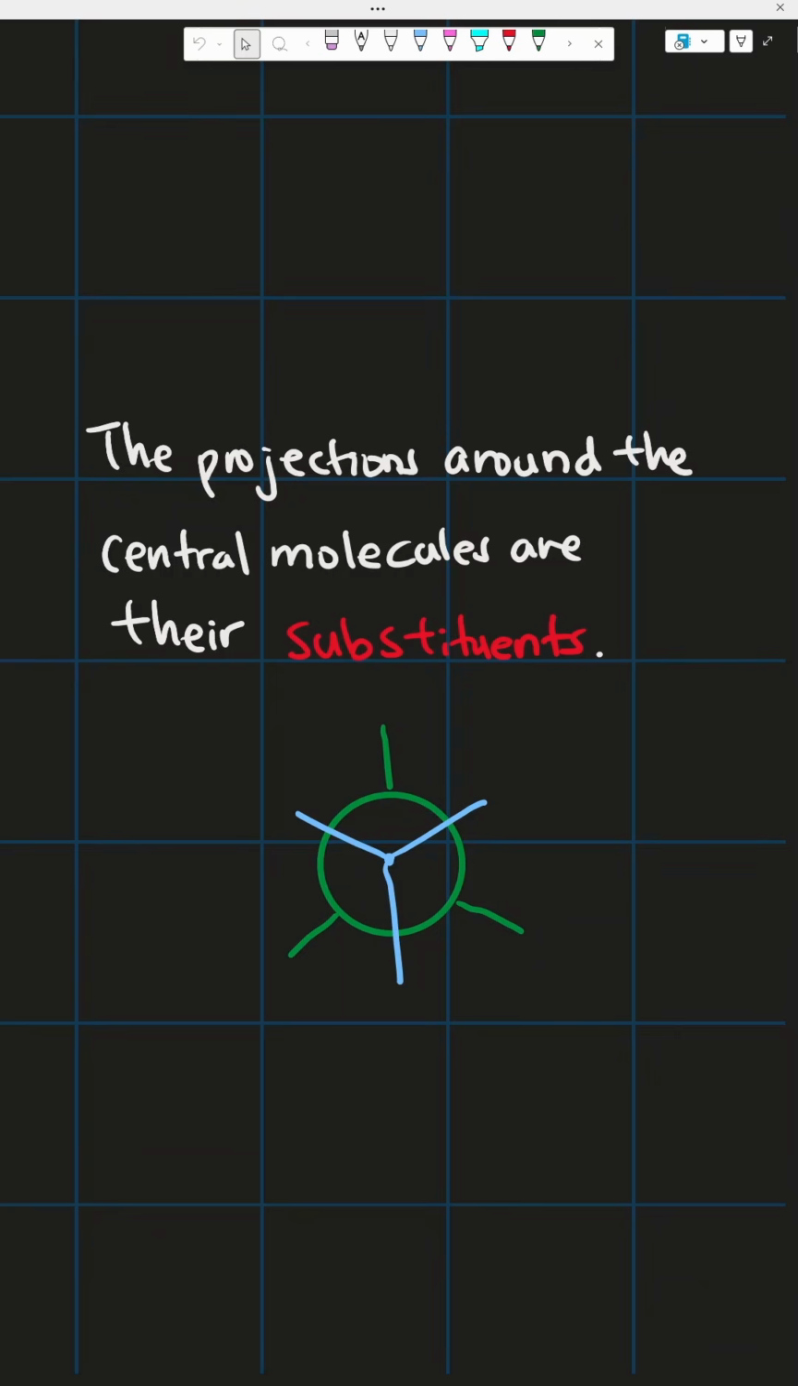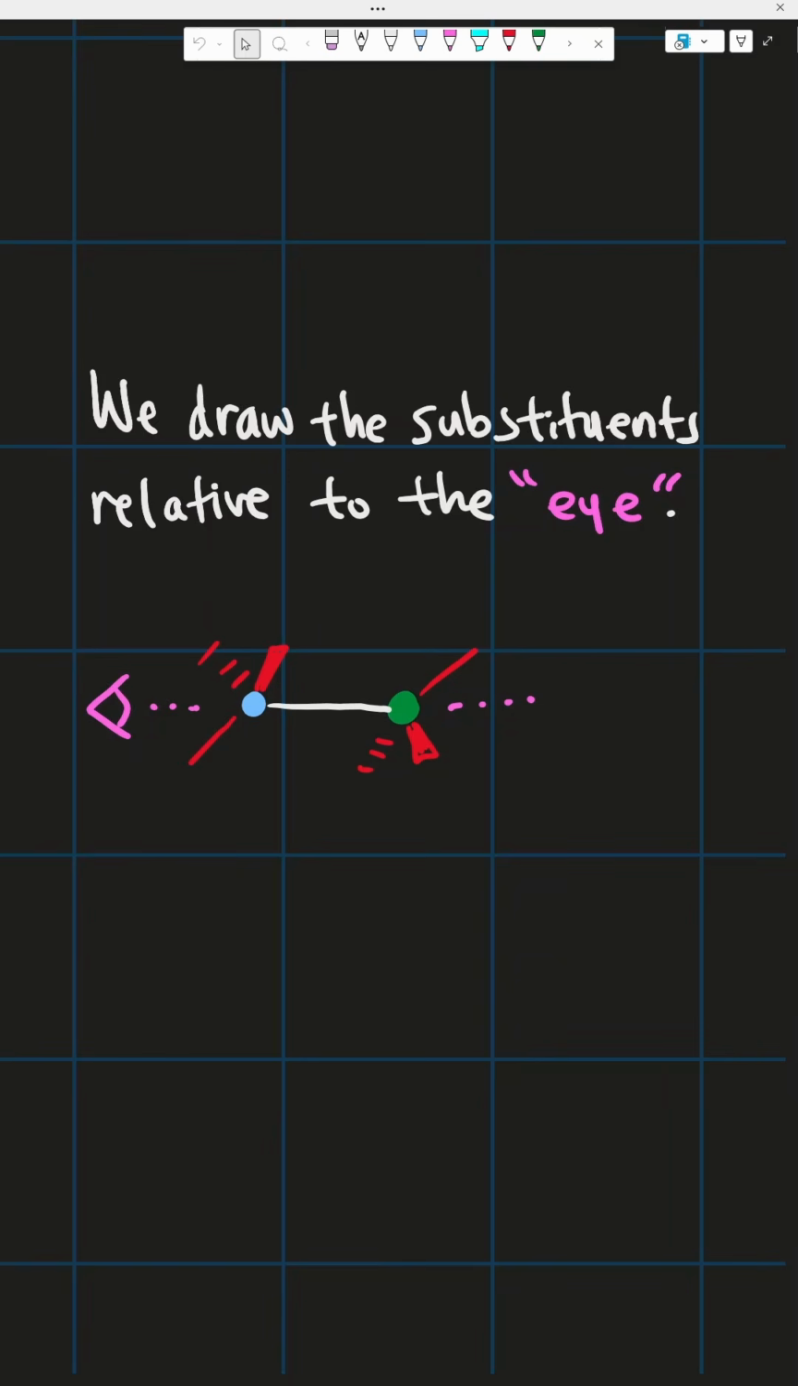The projections around the central molecules are their substituents. Be careful to not mix the two molecule substituents. We draw the substituents relative to the eye. The eye looks across the two central carbons from either right or left. In this case, we're looking at it from the left.